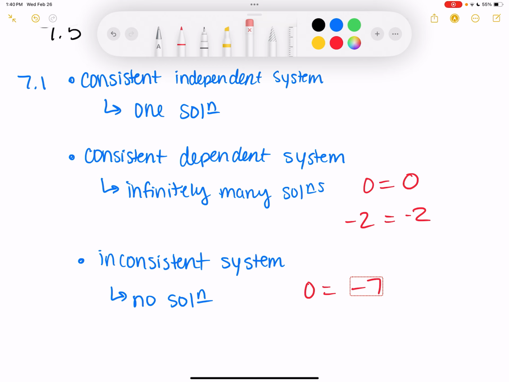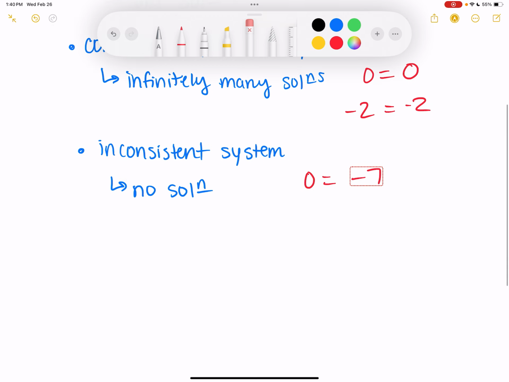We can still use graphing to do this. We can use substitution, elimination. It doesn't matter, as far as determining the number of solutions.